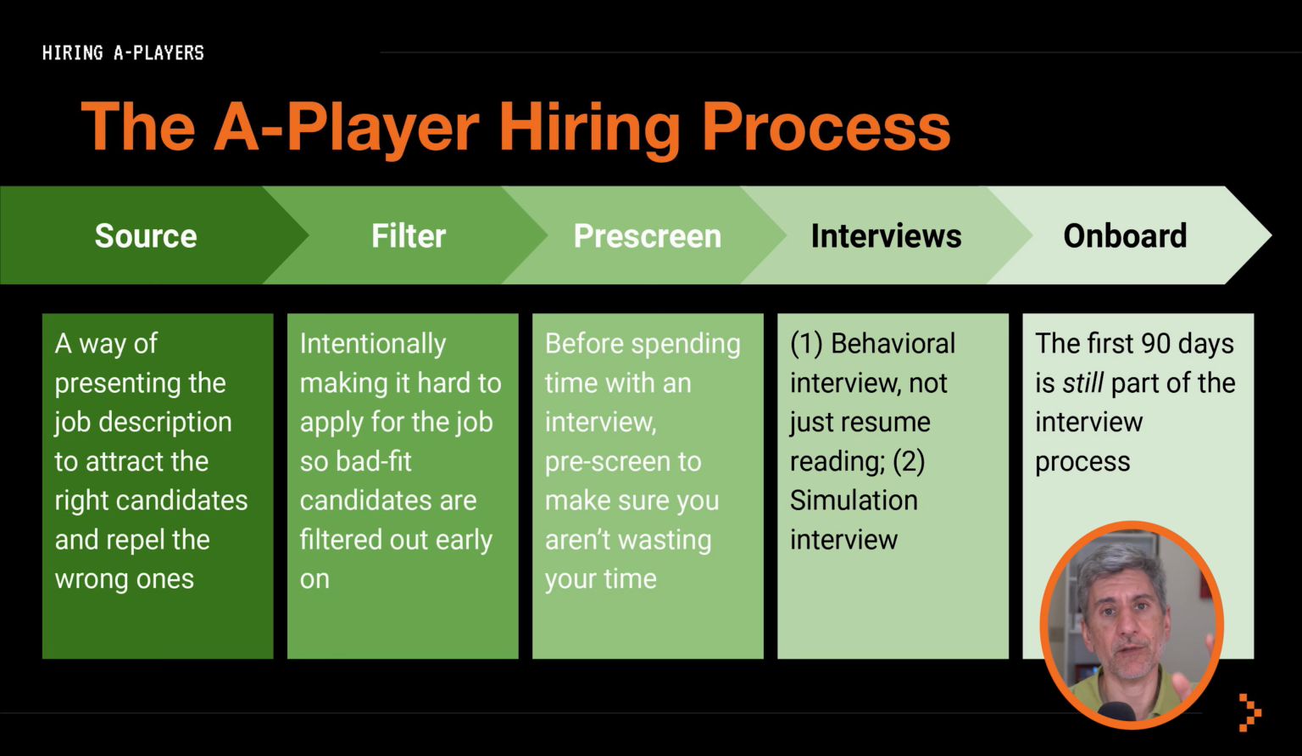At this point, now you've had enough gates to make sure that the bad fits aren't getting through, that the best ones are percolating to the top. Now you can do an interview process. And we're going to go over two kinds of interview processes that you can use. One is a behavioral interview, and the other one is a simulation interview. Again, details are coming. And then the next is onboard. The first 90 days that someone is with you is still part of the interview process. And this is a mindset shift, but I'm going to show you exactly how to do that. So stay tuned and make sure that you stay till the end here, because the onboarding piece is huge.